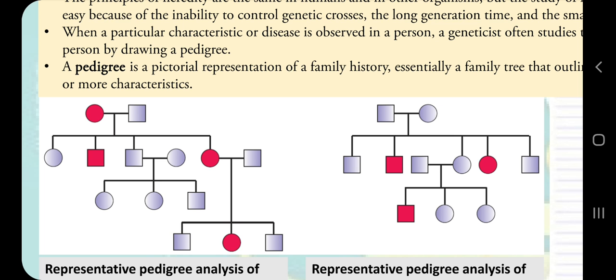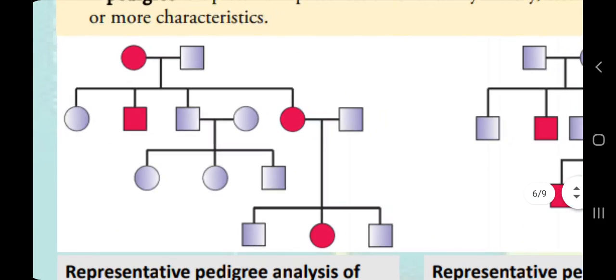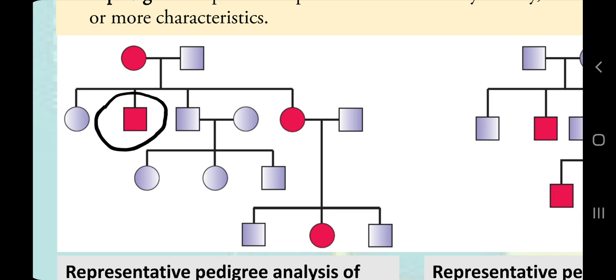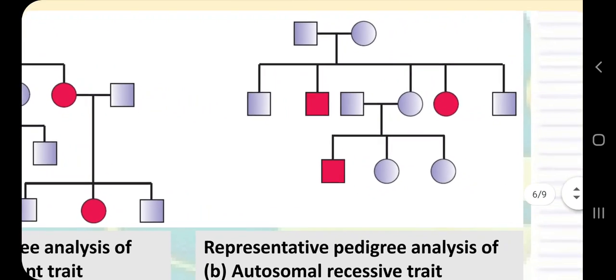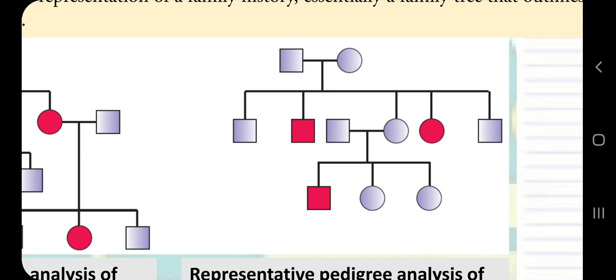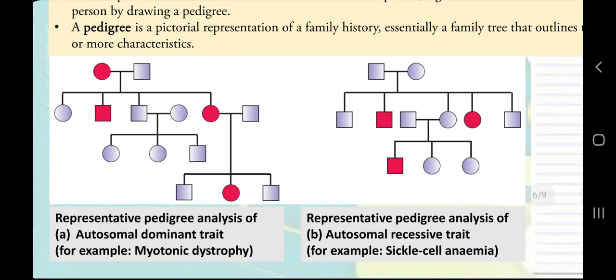So what does this statement mean? In the first diagram, you can see that this affected son or male has an affected parent, and this affected daughter has an affected parent. So every affected individual has one affected parent. But if you consider this other example, these affected male and female do not have any affected parents. This is what we call the skipping of a generation. If a trait appears in one generation and you are not able to observe it in the next generation, then you can say it is recessive.